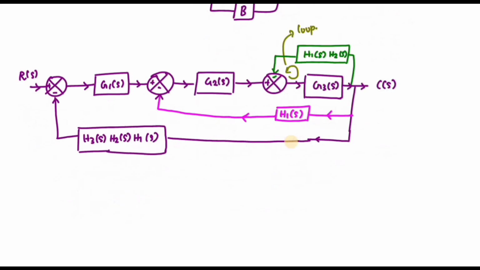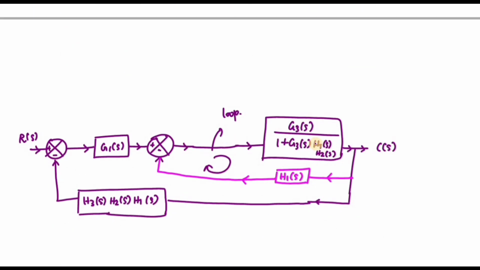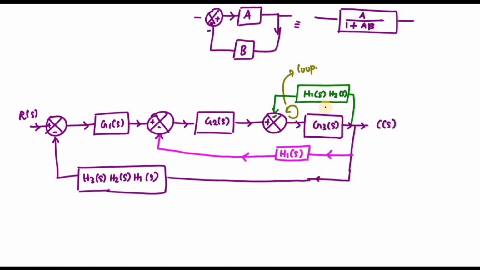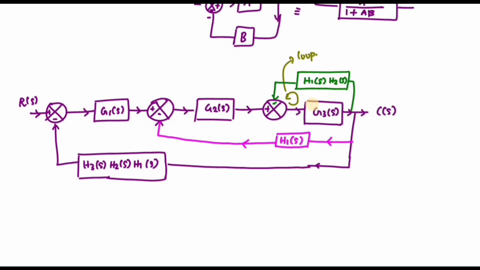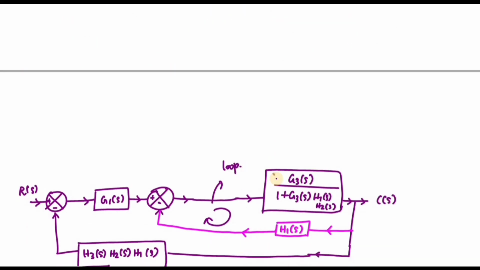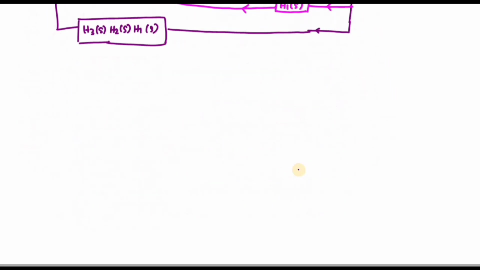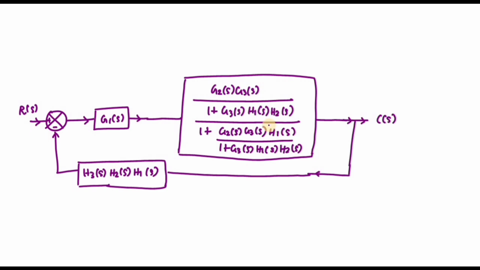Okay. So likewise, with the help of this formula, I'm going to rearrange this one. So I can write it as G3 divided by 1 plus G3 into H1 of S, H2 of S. And you can see G2 of S is in series with this block. So I'm going to write it as G2 of S, G3 of S divided by 1 plus G3 of S, H1 of S, H2 of S. So now this one is forming a loop. Therefore, again I am going to use that A divided by 1 plus A beta formula.